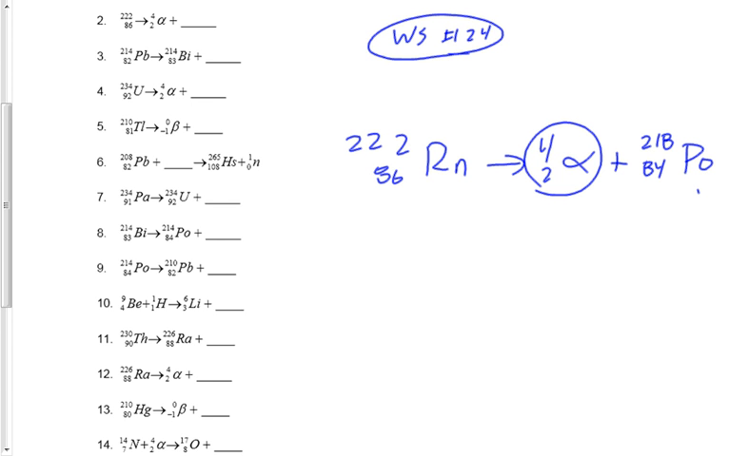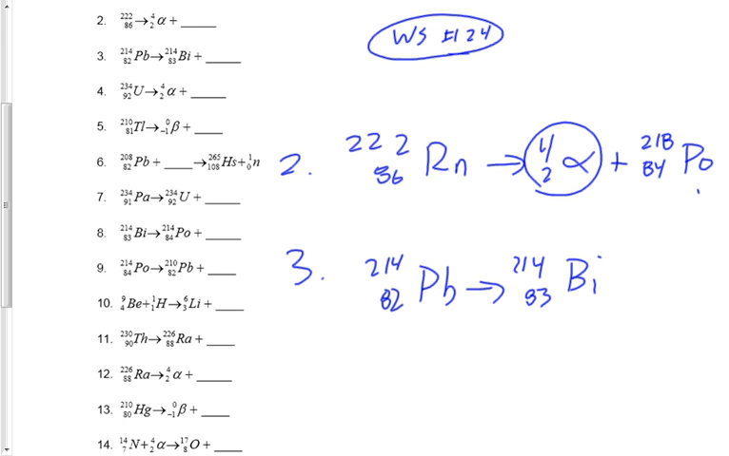Number 3. Says lead-214. It decays into bismuth-214. And bismuth has an atomic number of 83. Again, we got to make sure that the mass numbers add up. They already do. 214 plus 0 is going to give me 214. But the atomic numbers don't add up. We get 82 on the left-hand side. We get 83 on the right-hand side.